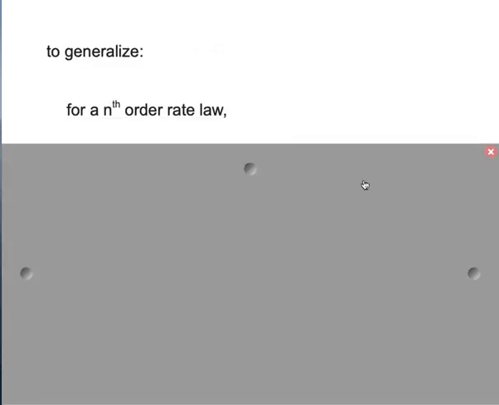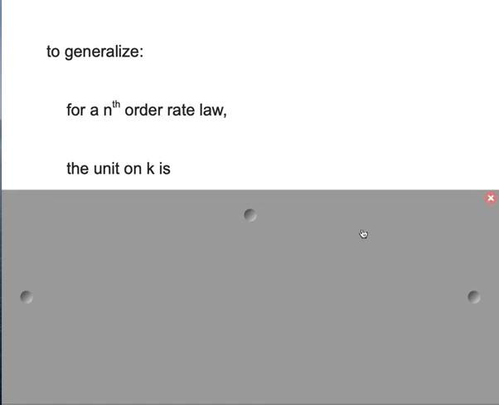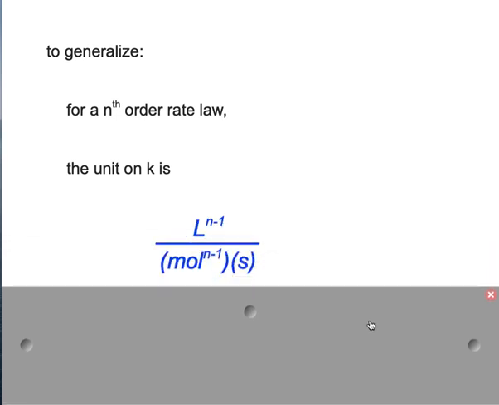If you look at these, you see a pattern. To generalize, for an nth order rate law, the unit on K is liters to the n-1 divided by moles to the n-1 per second. Okay, in our next video, we will talk about how we determine the rate law.